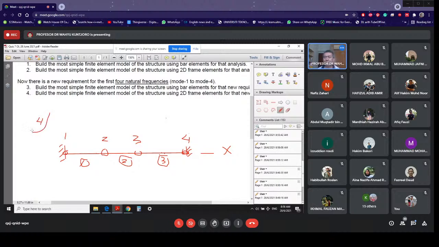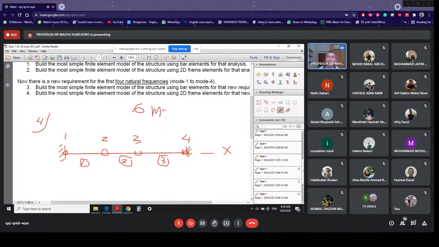And this is the answer for question number 4, which is frame finite element model consists of 4 nodes, 3 elements, and 2 nodes are free. So this is the simplest finite element model that you could have for you to extract natural frequency. Actually, the total of modes that you can extract from here is 6 modes.